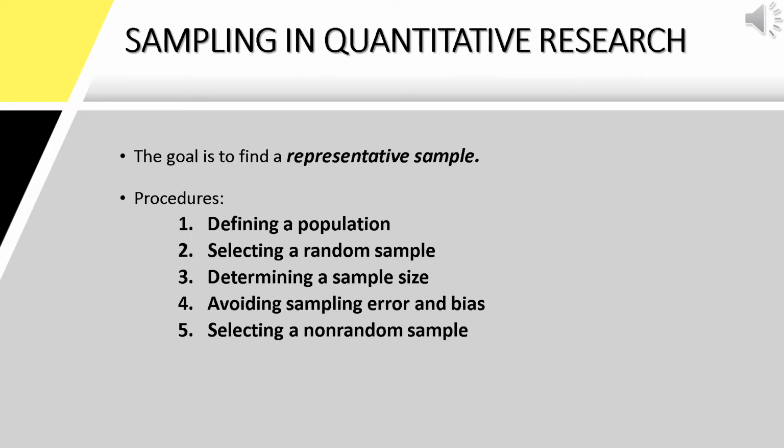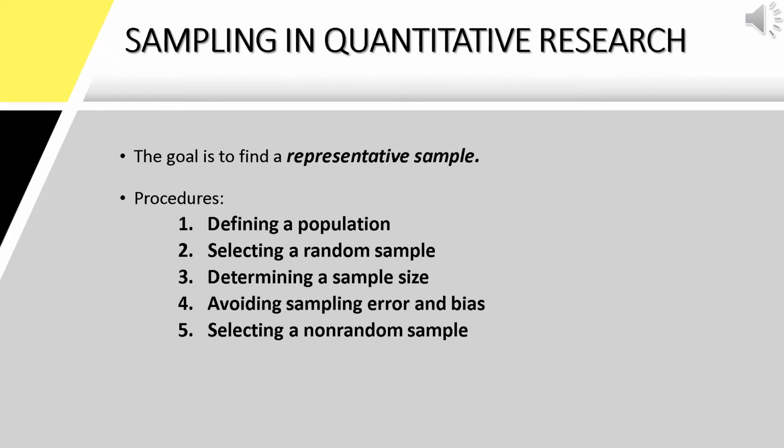So sampling in quantitative data. The goal of this is to find a representative sample. So how can we find? So first, define the population. For example, the population is the students of Primsu. For example, we have 5,000 students and you are the only researcher, isa mo lang. So next is select a random sample. Okay? Doon sa buong population na yun, seselect ka lang ng mangilan-ngilan. Ayun yung tinatawag nating sample.